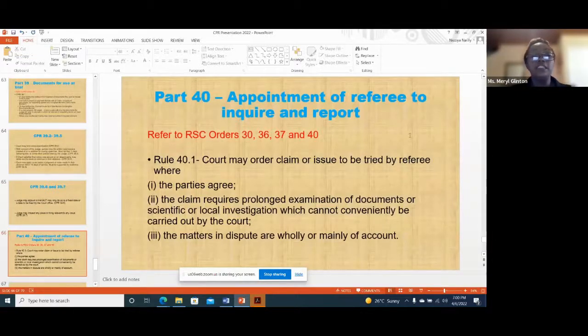So part 40 addresses the appointment of a referee to inquire and report. 40.1 provides, and again, we've highlighted in red those parts of the RSC which come into play in the formulating, I guess, of part 40 of the CPR. 40.1 provides that a court may order a claim or issue to be tried by a referee in circumstances where the parties agree, where the claim requires prolonged examination of documents or scientific or local investigation which cannot conveniently be carried out by the court, and where the matters in dispute are wholly or mainly of account. Next slide.